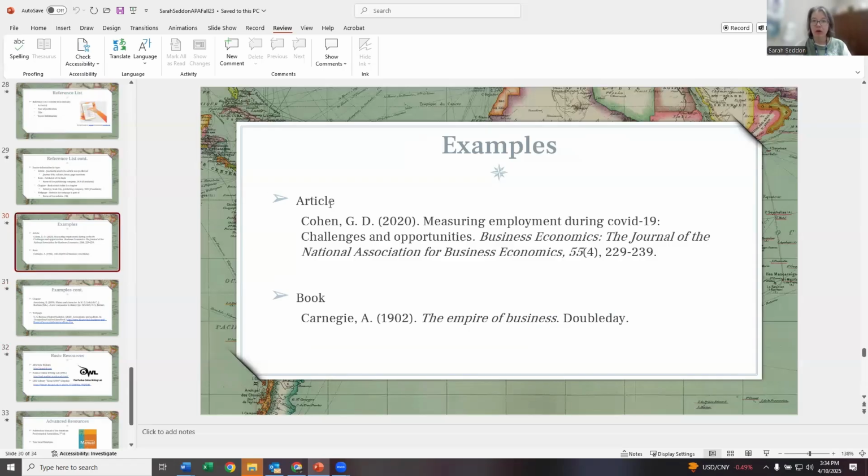The first one is for an article in a journal. You have the author's last name followed by the initials of their first and middle name.